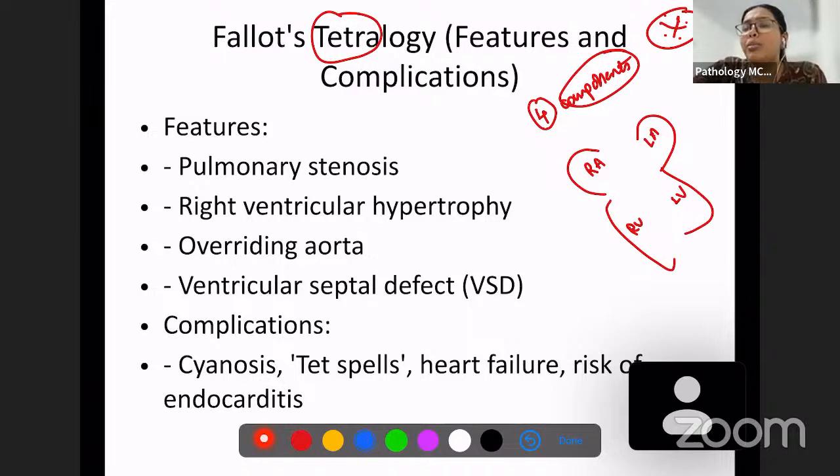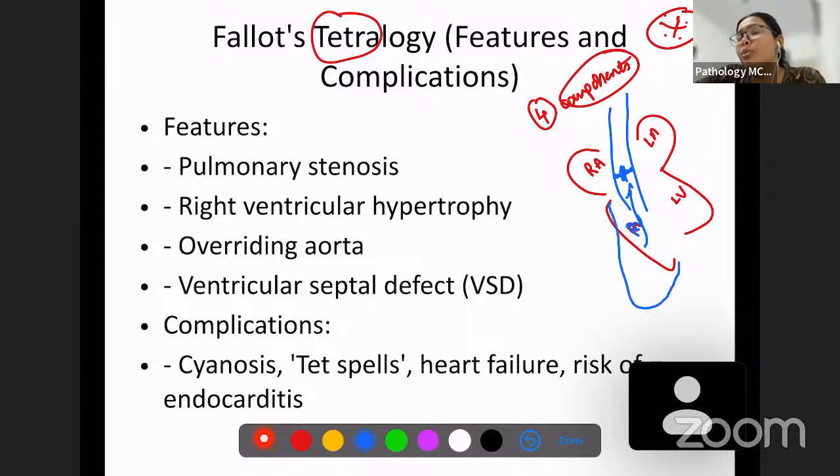First one is pulmonary stenosis. You have the right ventricle, the pulmonary trunk, and the pulmonary valve over here, so there is stenosis of the pulmonary valve. Imagine when there is stenosis: blood from the right ventricle is not going to go properly. Remember in this order: if there is pulmonary stenosis, the right ventricle is going to harbor more and more blood and increase in size. So pulmonary stenosis, then right ventricular hypertrophy.